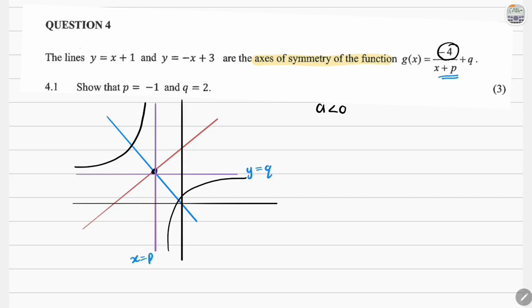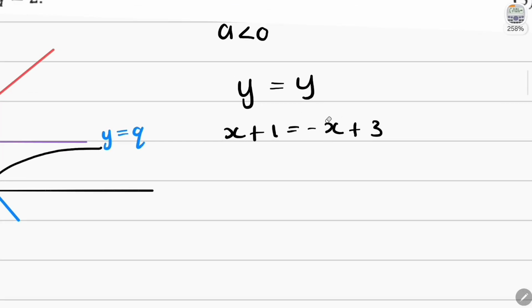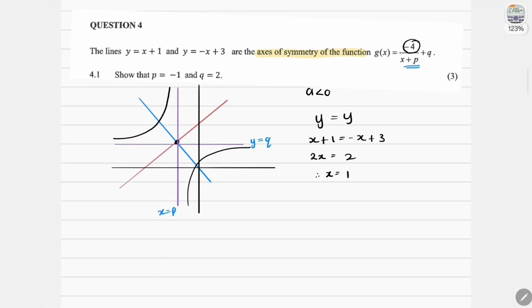Okay, so since we know it's a common point of intersection, we know how to find p and q. It's that point of intersection, meaning equate your graphs. It's the point where both graphs are equal. So we'll simply say y equals y, and we're saying x plus 1 equals negative x plus 3. Then transpose. This will become a positive x, so x plus x is 2x equals 3 minus 1, which is 2. Therefore, if you divide both sides by 2, x equals 1.